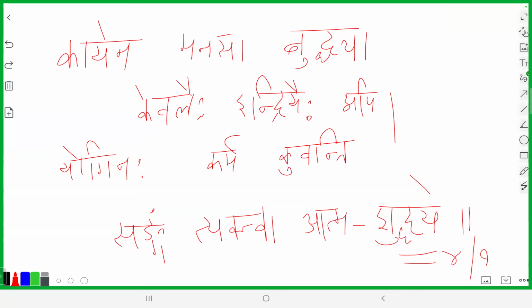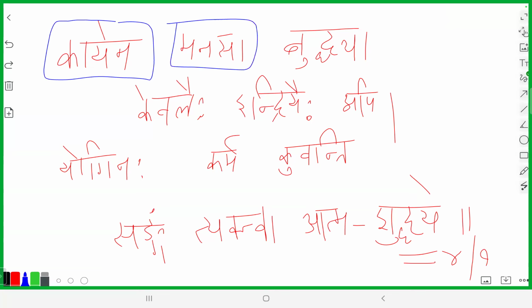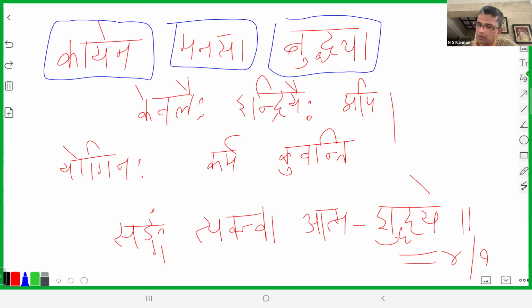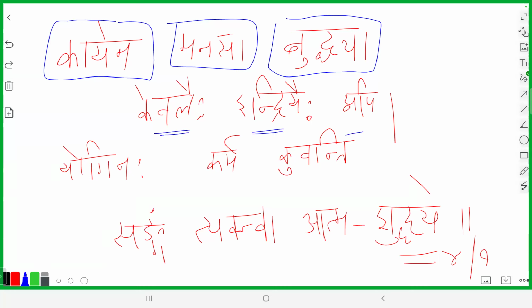Kayena, with the body. Kayam, body, a napumsakalinga word. Manasa, manas pratipadikam, tritiya ekavachanam. Buddhi, ikaranta word, like mati, matya. Kevalaih, indriyaih, all five words are in tritiya. Kayena, manasa, buddhya, tritiya ekavachanam. Kevalaih, indriyaih, tritiya bahuvachanam. Good.